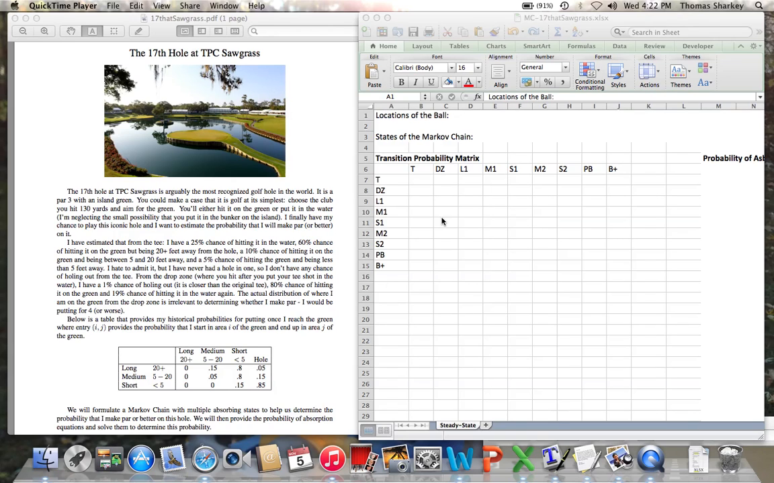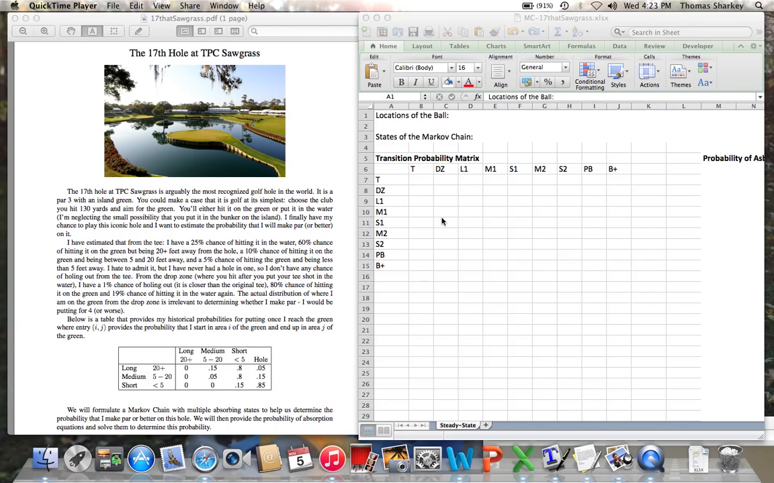If you put it on the green, we've kind of approximated 4 different regions of being on the green. We're either 20 feet or more away from the hole, we're between 5 and 20 feet away from the hole, we're under 5 feet away from the hole, and then we can ultimately be in the hole. So what we want to do is we want to formulate this problem as a Markov chain.